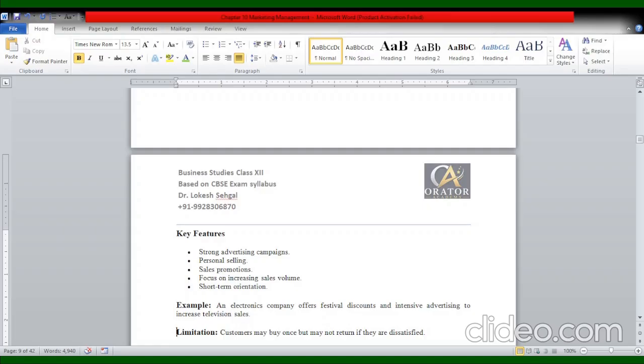Strong advertising campaign: you have to organize or plot strong advertising campaigns at different periods of time. They should be engaged in personal selling. You have to promote your product through sales promotions, and you are focusing on increasing sales volume. Sales volume is important and you will focus on it, and the company will try to widen the area regarding increasing their sales and its volume. Then they will focus on the short-term orientation.